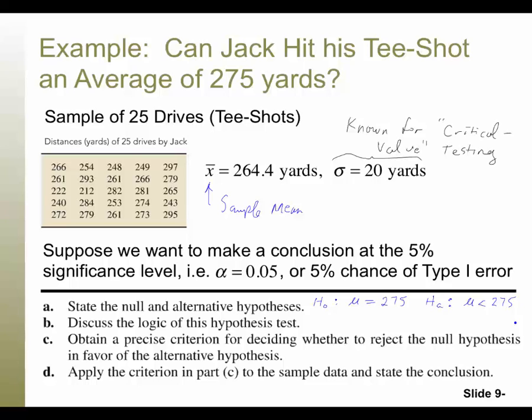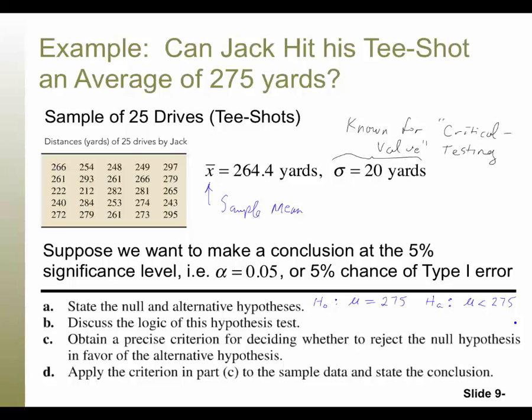What we're asking is, is it significantly lower? Is it lower enough to reject this, right? Because we know that samples of his drives are going to dance around. They're going to be all over the place. They're not going to be 275 every time. So our question is, is 264.4 significantly lower than 275, at a 5% significance level, that we would reject this? That's the logic of the test.